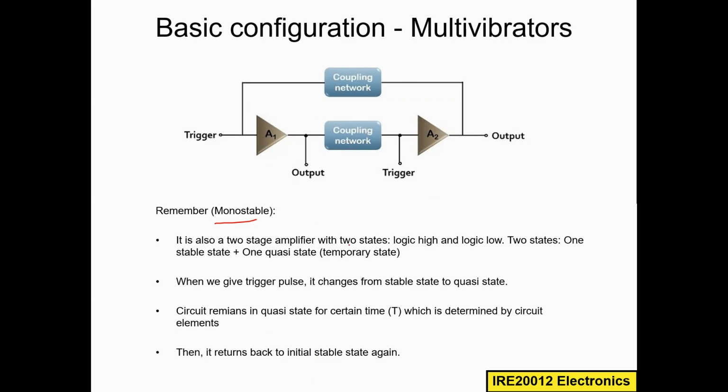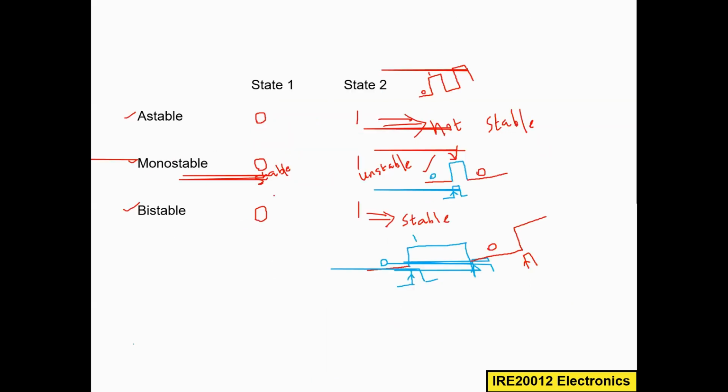It produces two states, either logic 0 or logic 1, logic high or logic low. One state is stable and the other state is unstable or temporary. So this is the monostable. From the stable state, if you want to change to the unstable state, you must give a trigger signal. Then it will go to the unstable state.